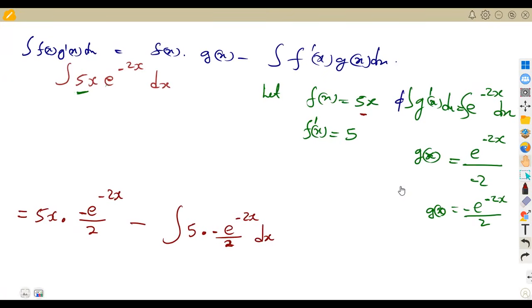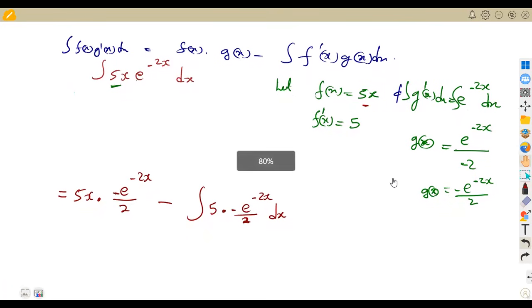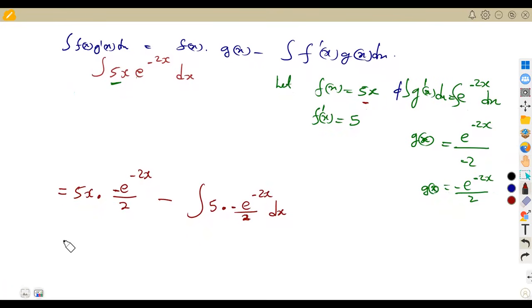This one, like I said, is just an easy question. If you check properly, there's no need for us to even apply by parts again. It's just a normal simplification. So 5 times minus 1 over 2, which is minus 5 over 2, so we have minus 5 over 2x times e to the exponent of minus 2x, all right?